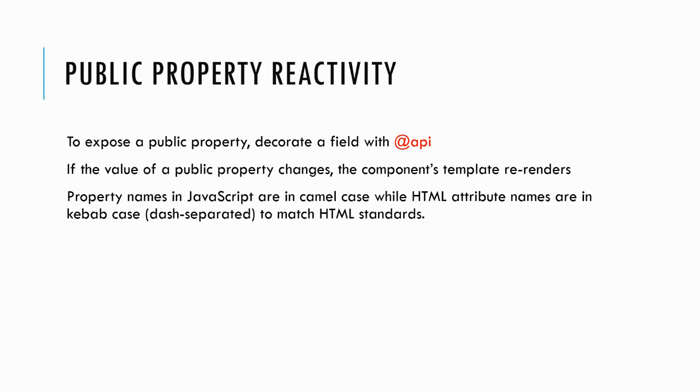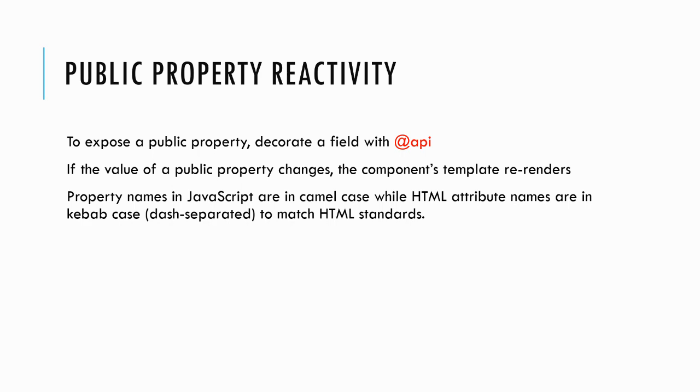Now, how can we make a public property reactive and how do we achieve it? To achieve public property reactivity, we have to decorate a field or property with the @api decorator. Whenever the value of that property changes, the component will be re-rendered. For example, let's suppose we have a name which is decorated with @api, and the initial value of that name is Pramod. When we load our HTML component in the web browser, that name will be replaced with Pramod, as we already know, with the help of binding.